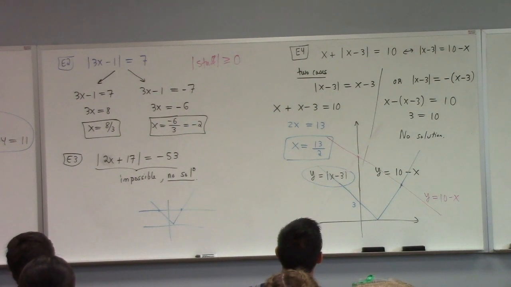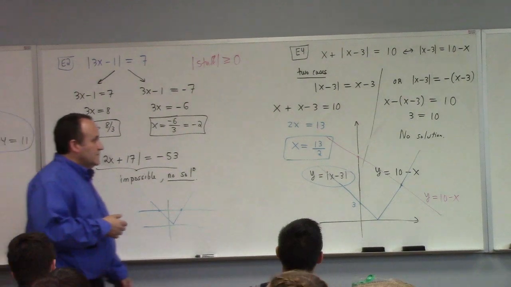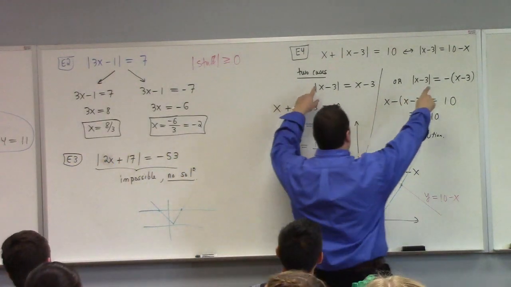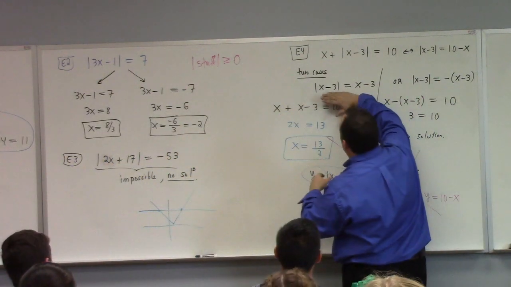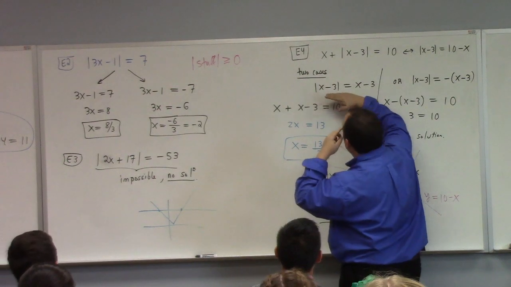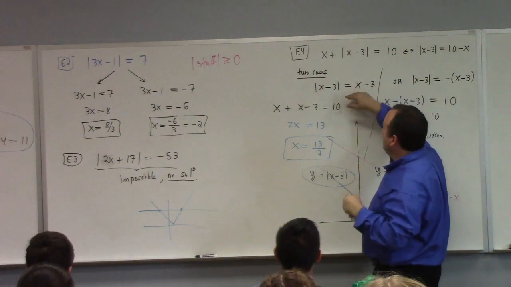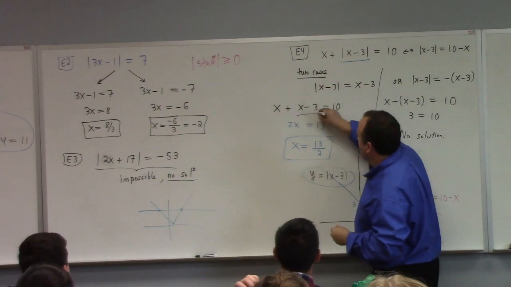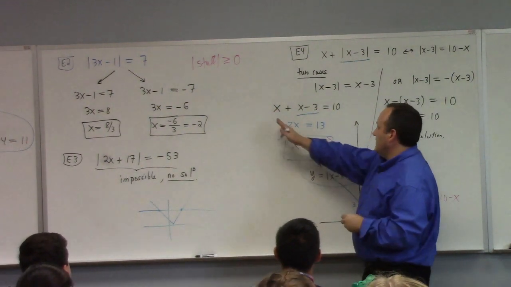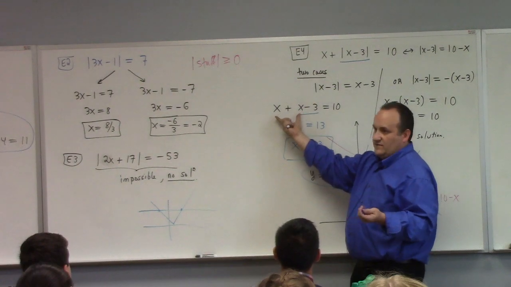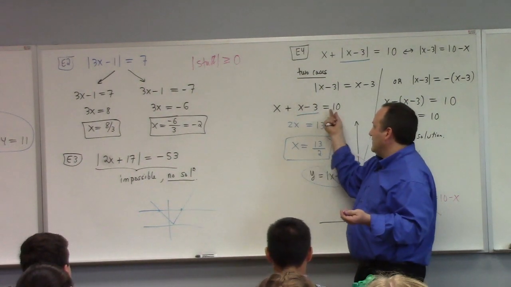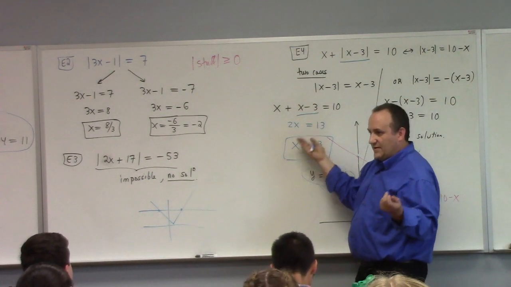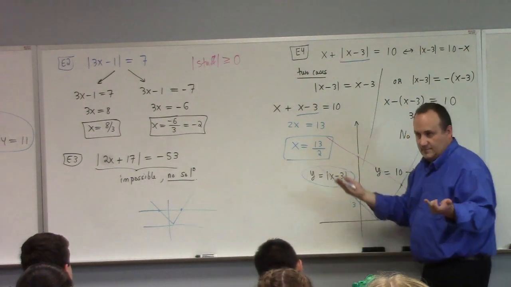But how did you find the points with the absolute value equation? Oh, how did I find these points? I solved the equation, so I had x minus 3 equals the absolute value of x minus 3, so I just put this here, right? And then I solve it. I've got 2x plus x is 2x minus 3, so I get 2x equals 13. We divide by 2. So the same thing we did first day.